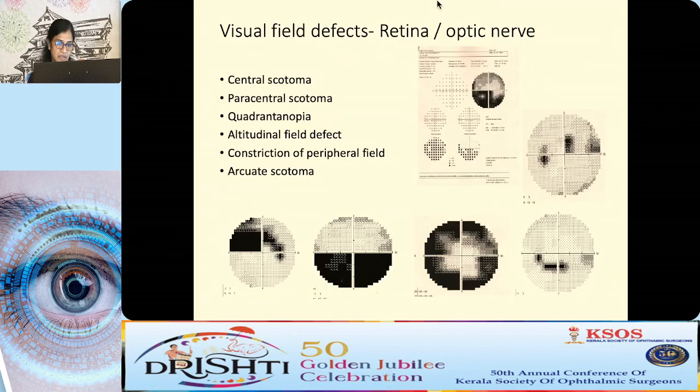Field defects can be seen when there is a macular problem, an optic nerve problem, or any lesion in the visual pathway. If the lesion is in the macular region, it can affect either side, either superior or inferior. It won't respect either the vertical or the horizontal meridian. So you can get central scotoma, centrocecal scotoma, altitudinal field defect, or peripheral constriction of field, according to the lesion in the retina.